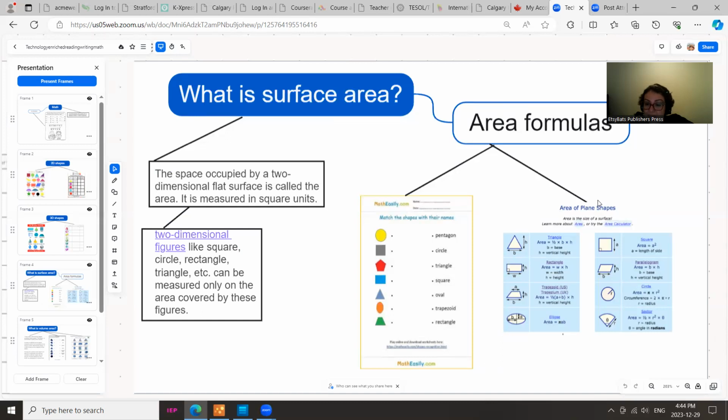The area of the plane shapes. Okay, so this is math. Now the formula is given. It's written on the paper. All you have to do is plug in the numbers, plug in the measurements using your ruler.